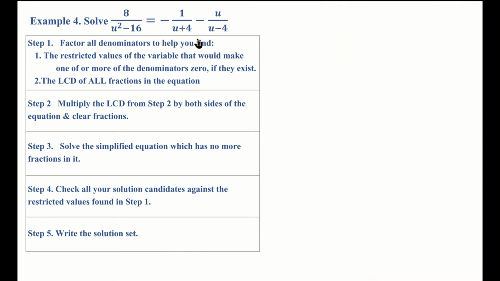Here's another one, very similar. You should definitely try it before you rejoin the video. All right, so as always, we're going to factor any denominator that needs factoring. We can see the first one sure does. That's a difference of squares. It's going to factor as u plus 4 times u minus 4 equals, on the right side, those denominators are simple. There's no factoring possible, so we'll just rewrite them.